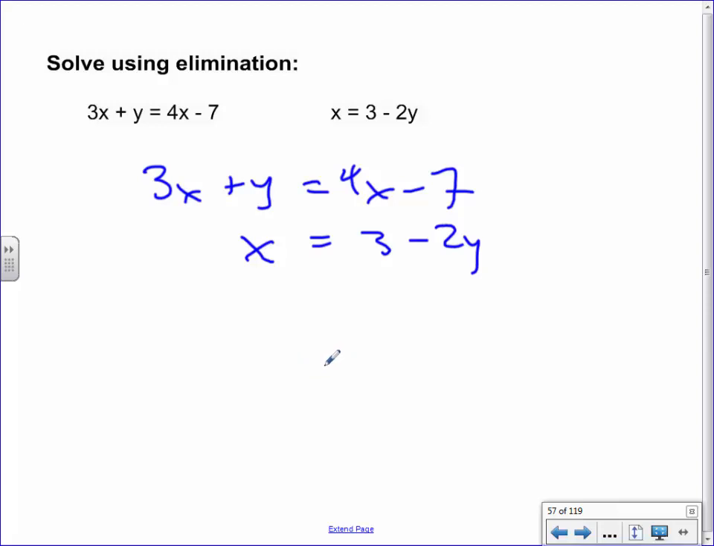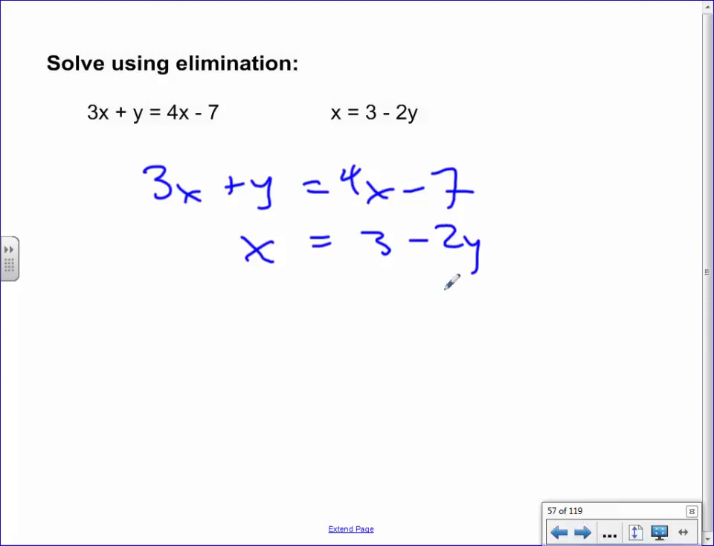All right. Now, I need to pick a variable to eliminate. I need to have one of them where, when I add or subtract these equations from each other, the variable will go away. And as of right now, I'm not actually in a good scenario for this to work. But I have a couple of ideas.